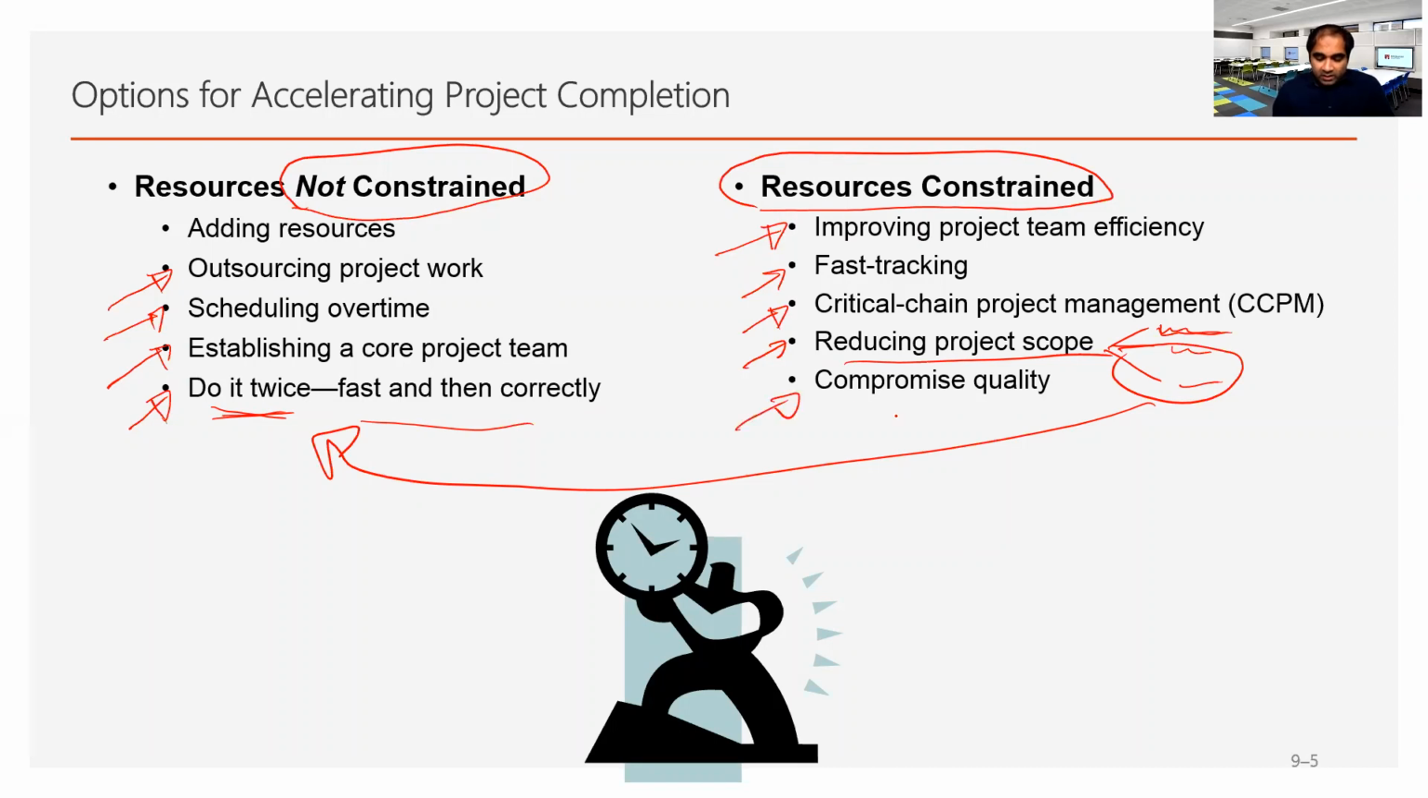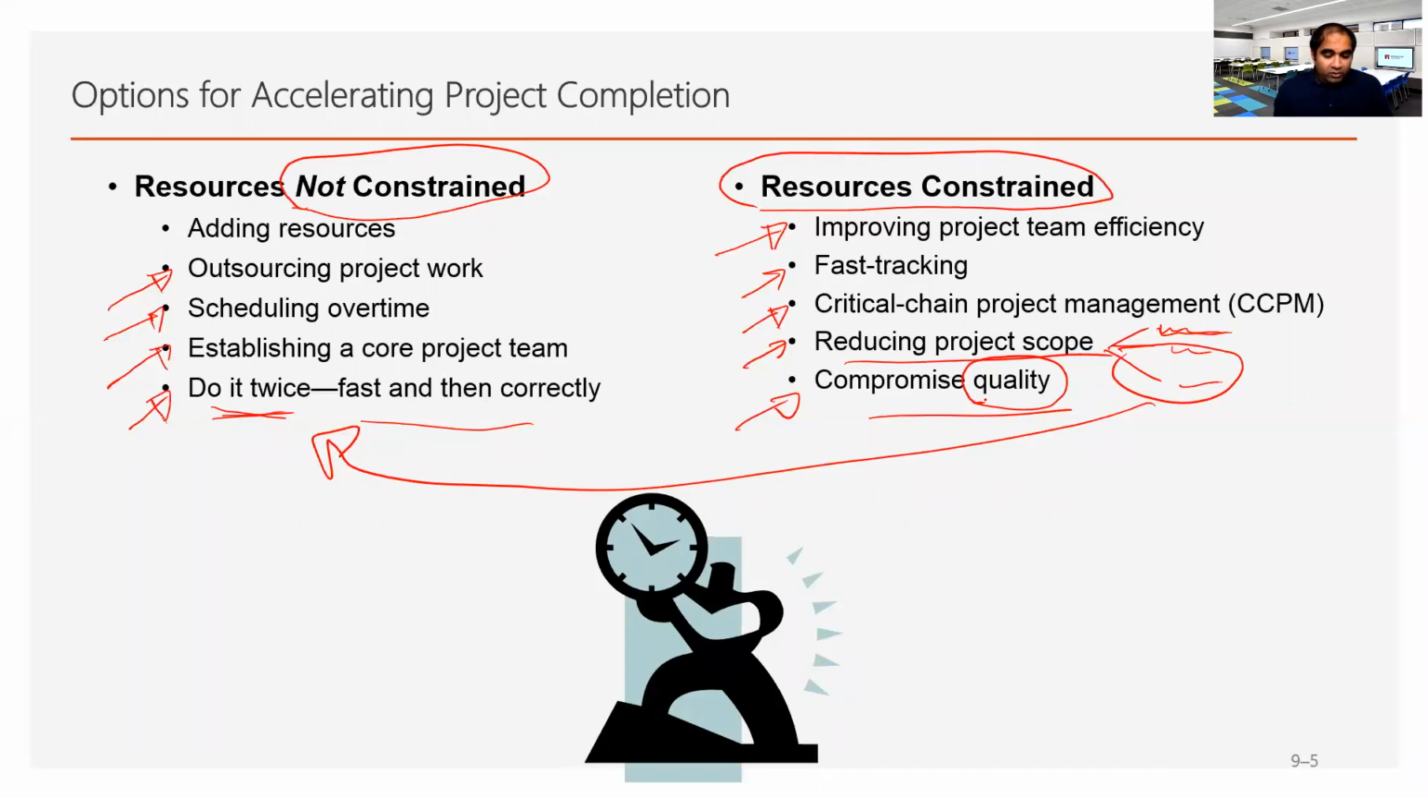Compromise quality. We cannot expect to have a premium quality job if we are really trading off with time. These are the factors that can be considered, but again, how much you can compromise quality is a big question. It is not on the project manager. It should be approved by the overall management team. The decision should come from the top management body.